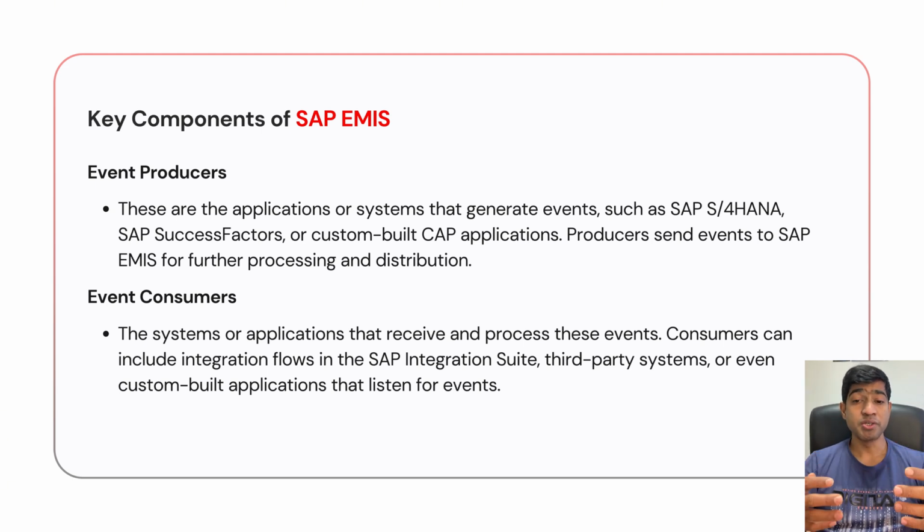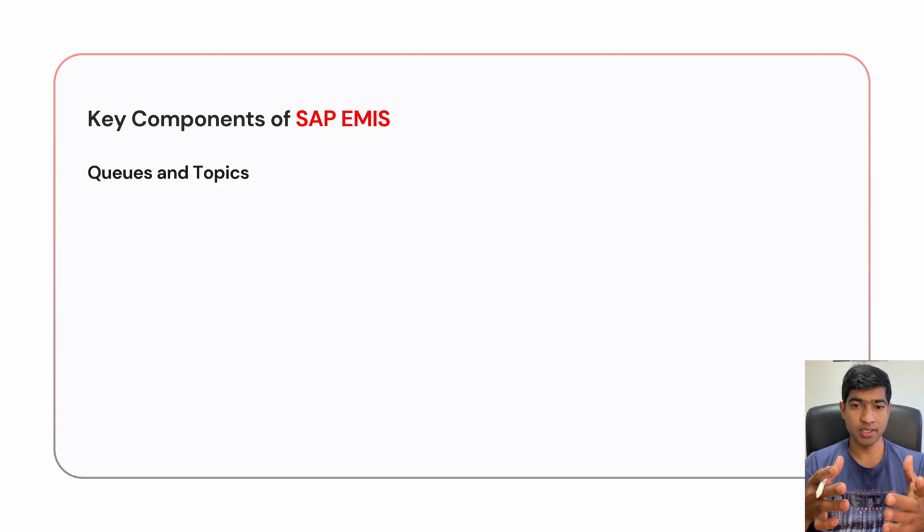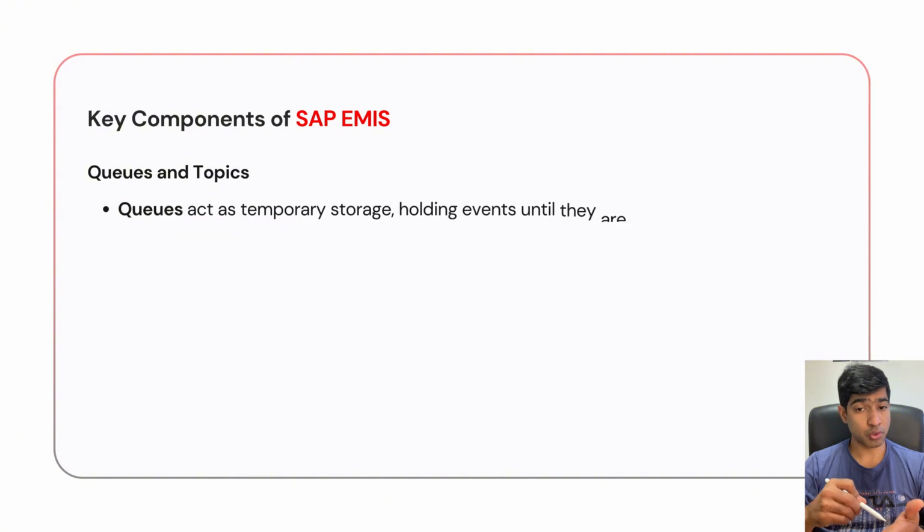Consumers can include an integration flow, for example, an integration flow in the Integration Suite, or it can be a third-party application, or any custom application that listens to these events. So we covered producers and consumers. At the heart of EMIS, we have something called queues and topics. They are the runtime aspects of EMIS. Queues act as temporary storage, handling events until they're consumed by some application.